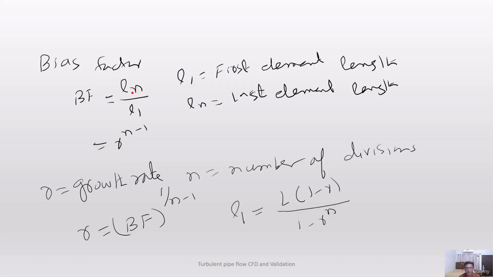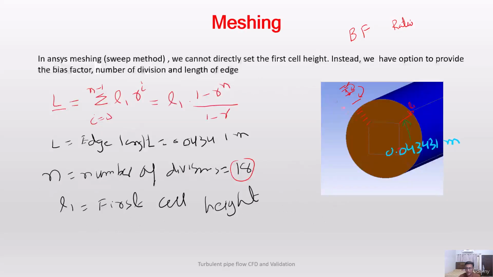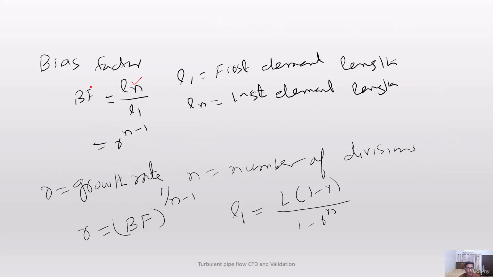Ln divided by L1. This is the last cell, which is Ln, and this is the first cell, which is L1. So the biasing factor is the ratio of the last cell height divided by the first cell height, and this is also equal to R to the power n minus 1. R is the growth rate, and n is the number of cells, the number of divisions here.